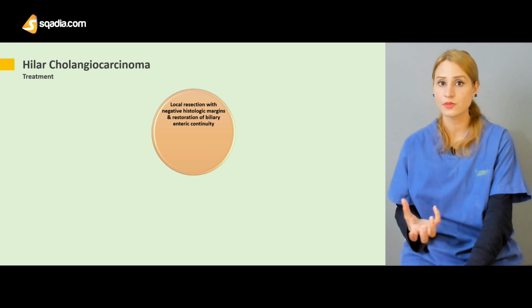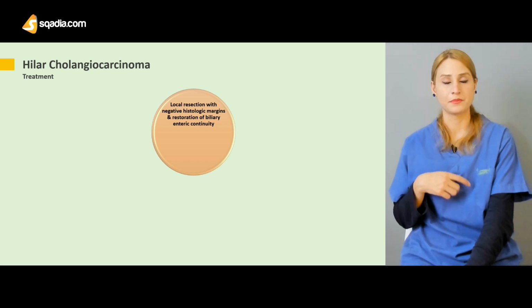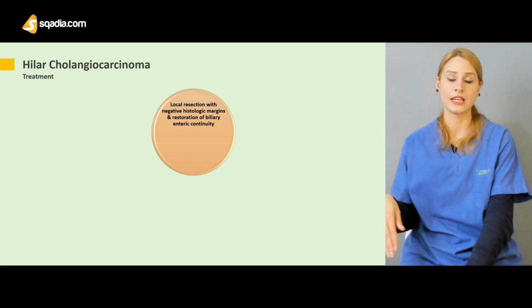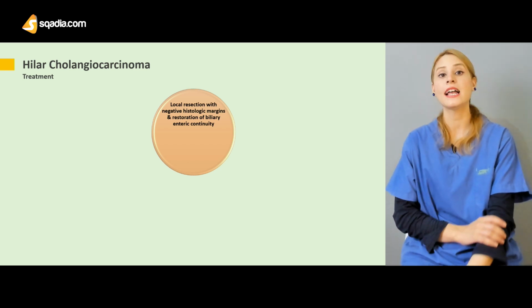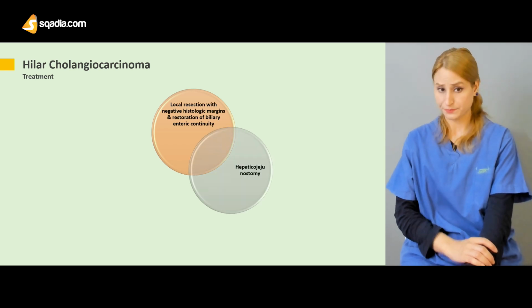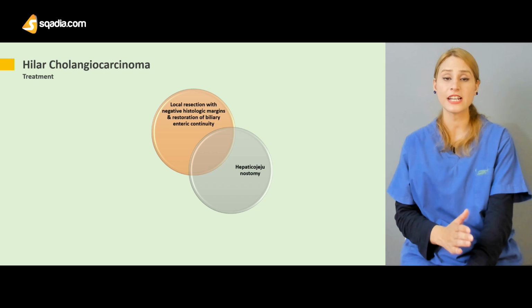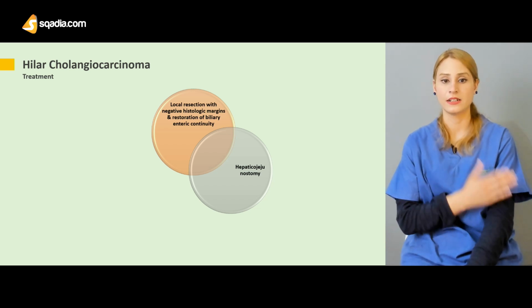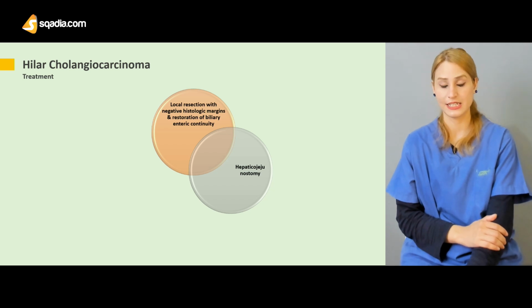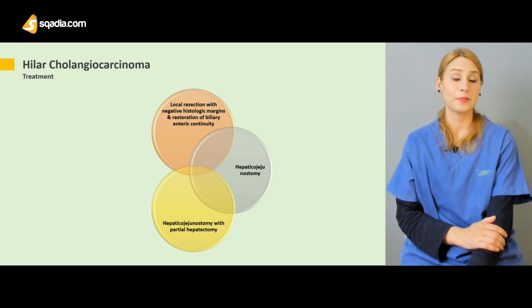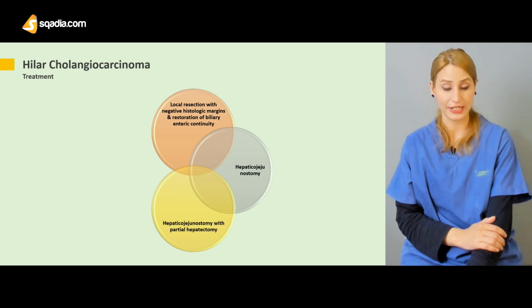But for the hilar tumors, if you are successful in doing the total resection with negative margins, then you can go for the cholecystectomy. So the first option is local resection with negative margins, and then obviously restoration of the biliary-enteric continuity. And the second option is hepaticojejunostomy, and sometimes you have to go for the hepaticojejunostomy with partial hepatectomy.